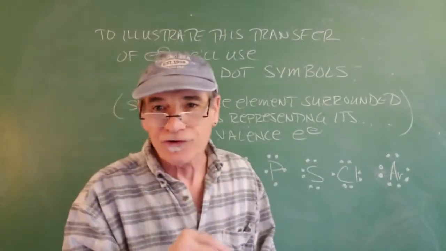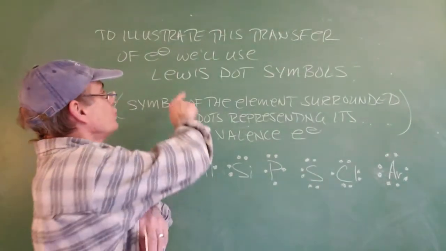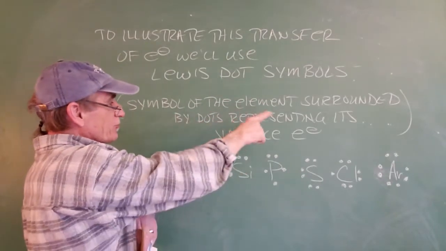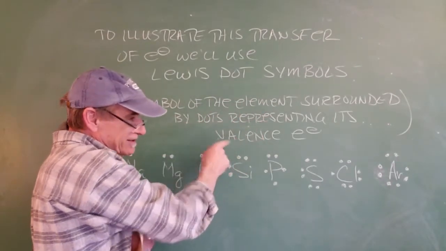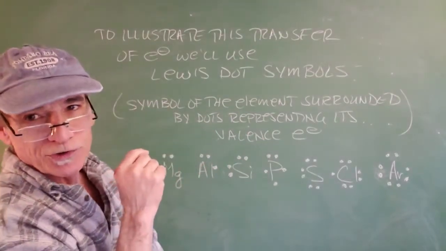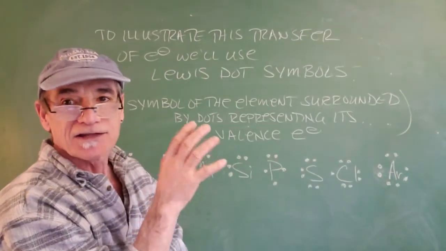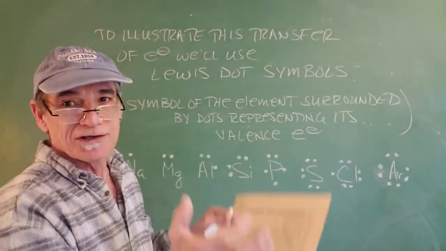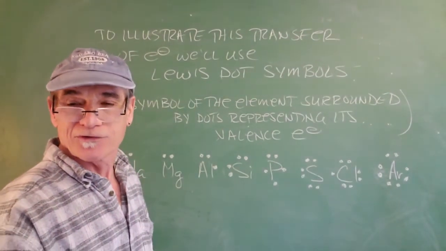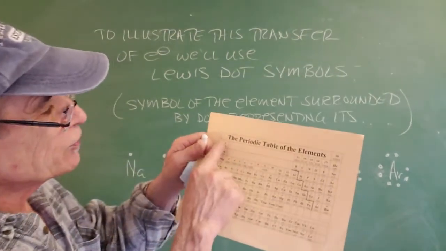Okay, well, to illustrate this transfer of electrons between the metal and the nonmetal, what we're going to do is use Lewis dot symbols. Now, this is just the symbol of an element surrounded by dots representing its valence electrons, its outermost shell electrons. Now, you've just gone through the chapter where you did electron arrangements, 1s2, 2s2, that business. That led us to looking at the outermost skin of the atom, because that's where all the action is. And it turns out that the number of electrons that reside there, at least for the representative elements, is equal to its group number.